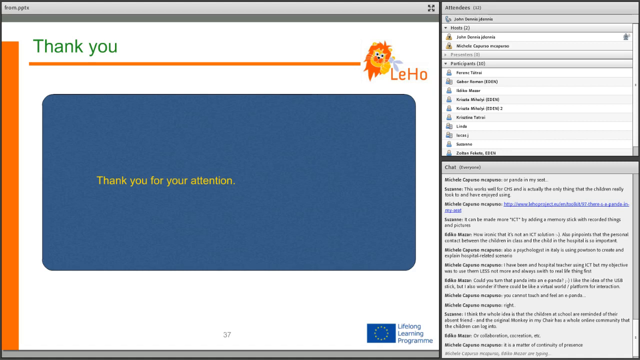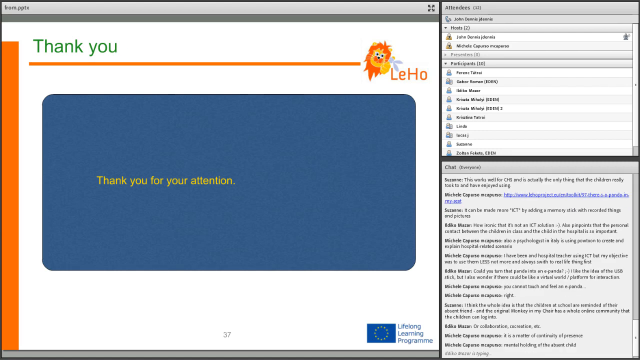Yeah, exactly. So the idea is definitely that the panda in your chair or the monkey in my chair is a way of enabling the children in the mainstream school to have a continuation. And at the same time, the child with the medical need who's in the home or hospital school then also knows that they are present. There's like a physical manifestation, a presence of themselves inside the mainstream school.